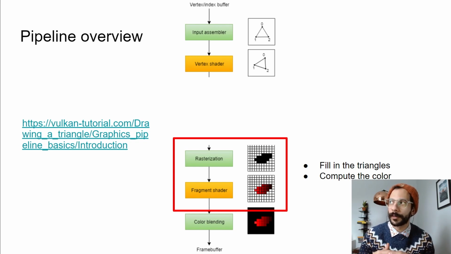So maybe you have a few lights in the scene, and this material is shiny, or it's grass or something. So based on the lighting and the scene, this is where you would compute that final color for that specific pixel.